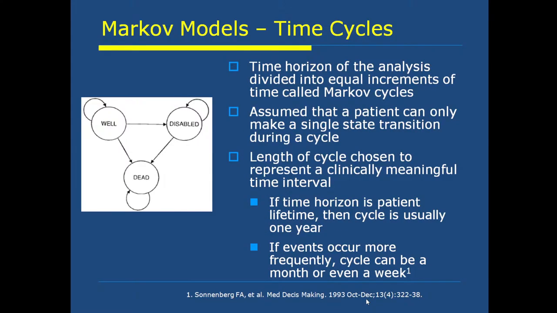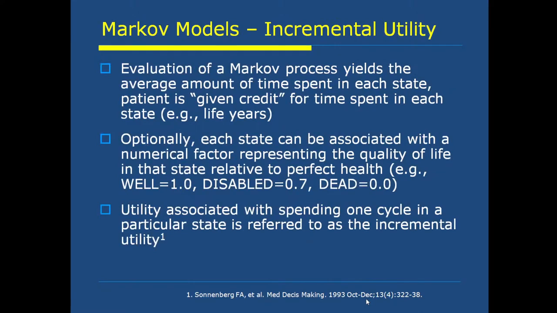The time horizon in the analysis is divided into equal increments of time called Markov cycles. Assume that a patient can only make a single state transition during one cycle. The length of the cycle is chosen to represent a clinically meaningful time interval. If the time horizon is a patient's lifetime, then the cycle is usually 1 year. If events occur more frequently, the cycle can be a month or even a week in Markov models.